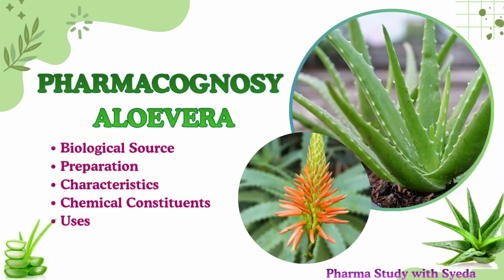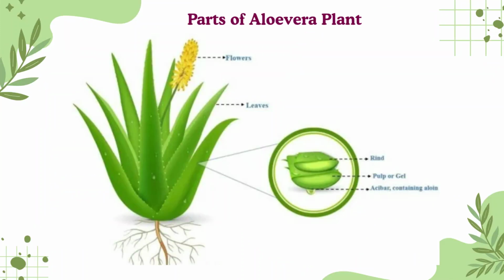Let's learn about the pharmacognosy of aloe vera. Let's understand parts of aloe vera plant. Leaf: thick, fleshy, green leaves with spiny margins. Main medicinal part, aloe gel: inner clear, mucilaginous pulp used for skin and healing.